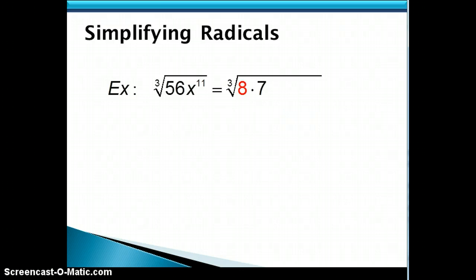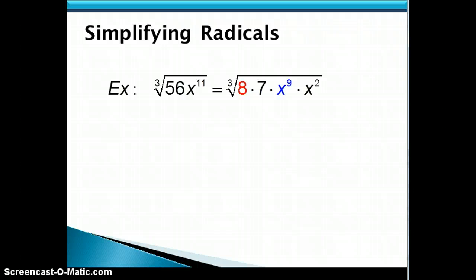And then x to the 11th, we want the biggest power of x that has an exponent that's a multiple of 3. So the most that we could factor out would be x to the 9th, because the next multiple of 3 is 12, and x to the 12th would be too big. So we pull out x to the 9th, and then that means that there are 2 more x's left over, because remember, 9 plus 2 would have to add up to 11, so we need to have an x squared as the other factor.